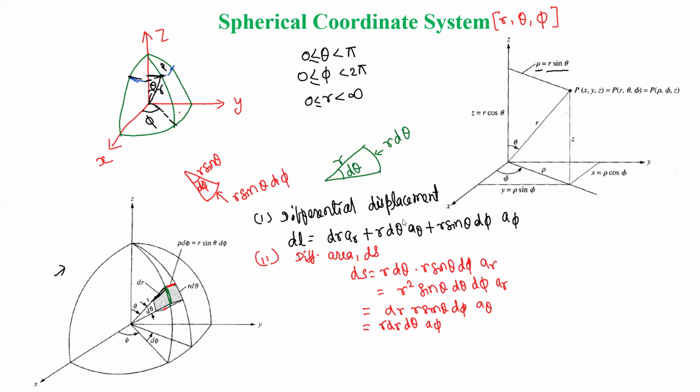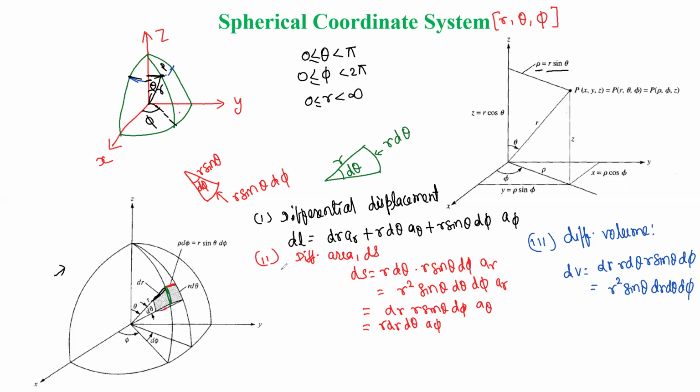So finally, what is left here? The differential volume. What will be the differential volume in the case of spherical coordinates? For the differential volume, we multiply all three lengths that we got here. That is dr, r d theta, and r sine theta d phi. If you rearrange this, we have r square sine theta dr d theta d phi.